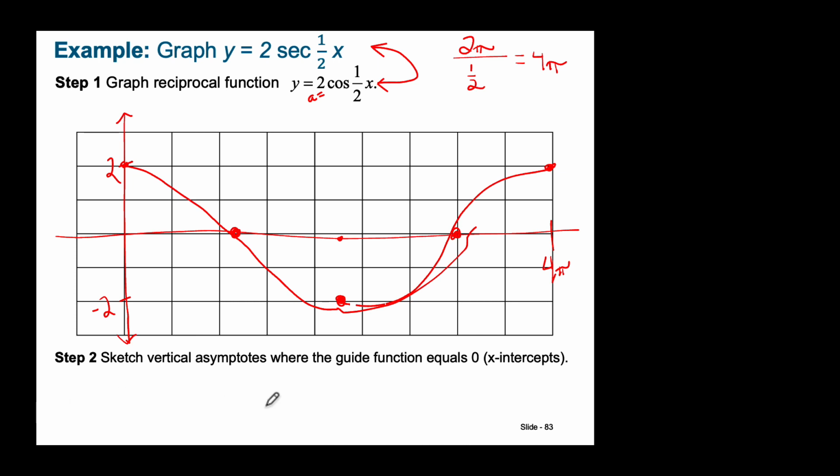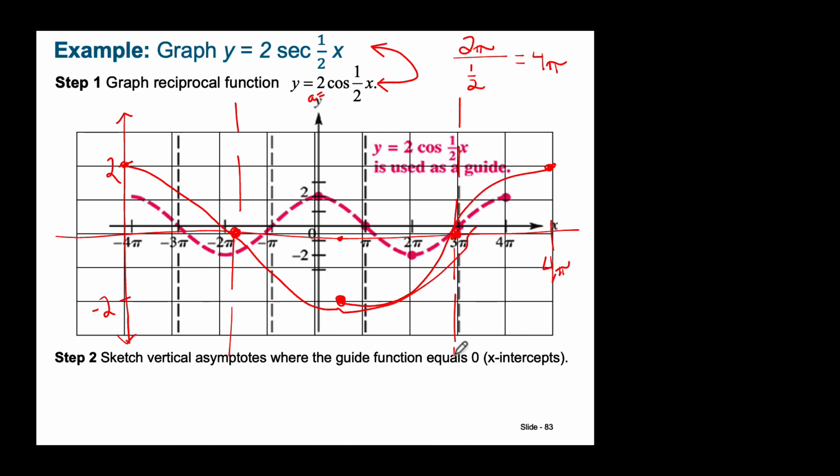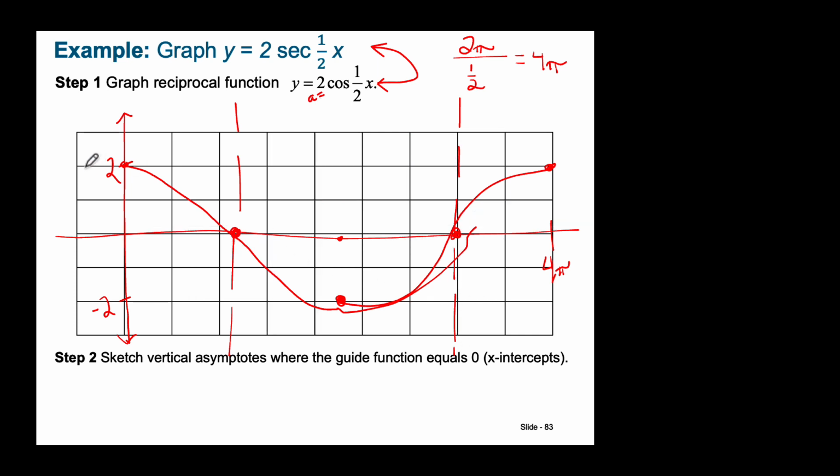Step 2, sketch vertical asymptotes, and that will help guide our function. Wherever cosine crosses the x-axis, secant is going to have a vertical asymptote. And we are now ready to sketch secant. So it's not going to exist between positive 2 and negative 2, so it's going to exist above positive 2 and head toward this asymptote. And same thing here in this interval. It's going to exist below like this.